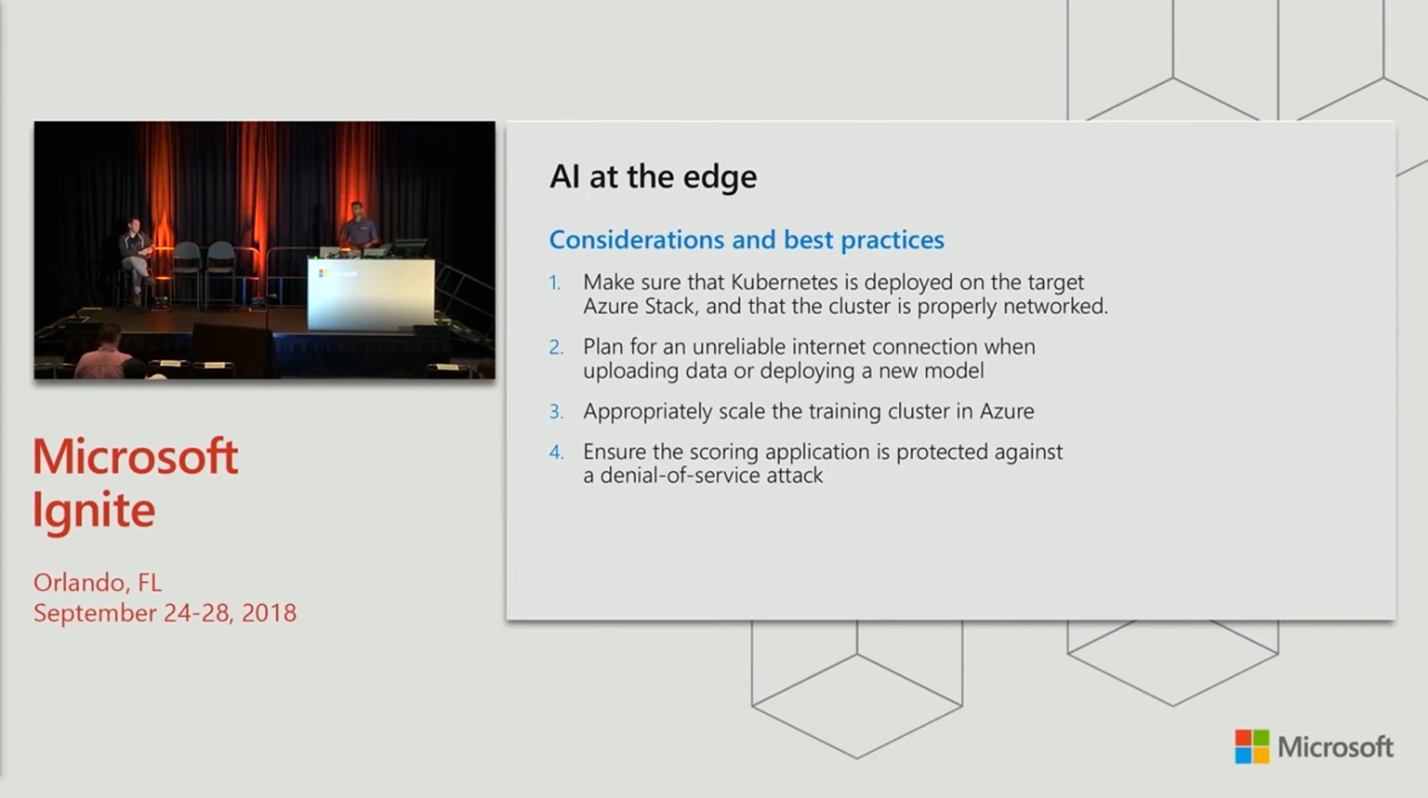Plan for an unreliable internet connection when you're sending those anomalies or data to Azure or when deploying a new model. Because you want to make sure that even if there isn't a connection right then, your new improvements and new data can flow back and forth.